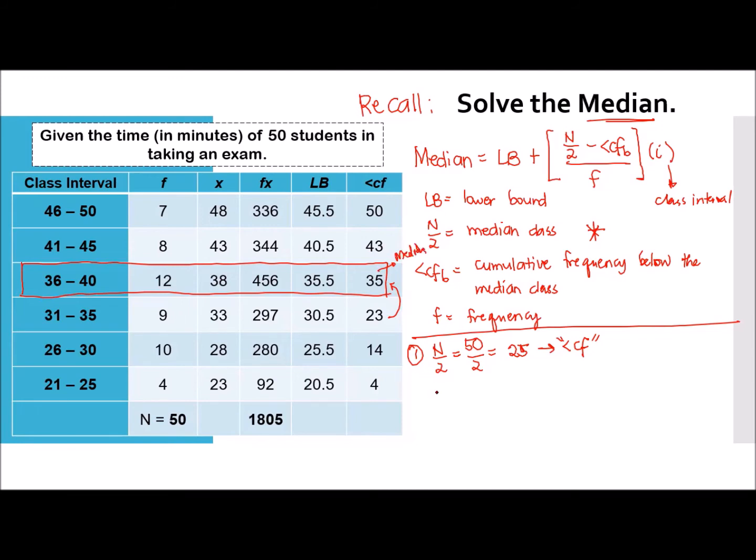Okay? So, dyan natin kukunin kung ano yung mga lower bound. So, ang lower bound natin dito ay 35.5. Okay? Next, ang interval natin, alam na natin yan na yan ay 5. The next one is cumulative frequency below the median class. Below, mas mababa. So, ano ba yung nasa baba ng 35? So, that is 23. Okay? And then the frequency, syempre, ano yung nasa median? So, that is 12. So, substitute lang natin.